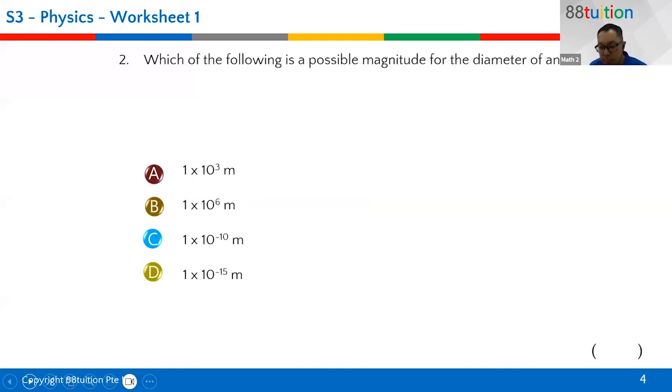Which of the following is a possible magnitude for the diameter of an atom? 1 times 10 power 3 is actually the same as 1,000 meters. This is no way possible for that. So again, this is out. If you see the power is positive, like option A and B, that means it's much bigger than 1 meter. This is actually 10 power 6. That means there are 6 zeros behind. So again, B is out. So left with C and D.